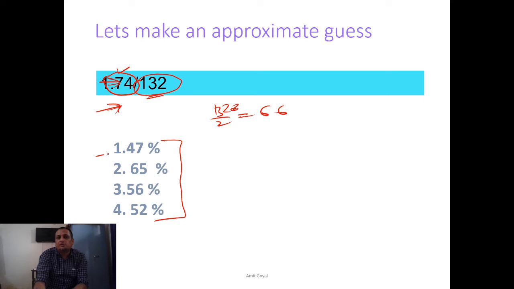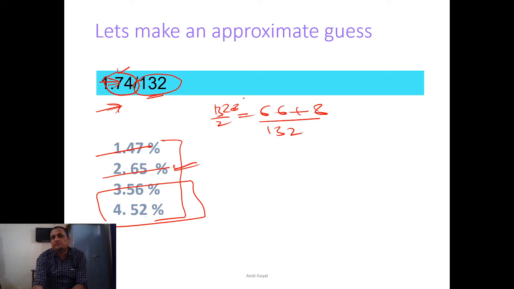So it means this option will cancel out, and this option will also cancel out, because the answer is not so much more that it will cross the 60% limit. Now I am left with two options. Now there is a significant difference. What is the difference between 74 and 66? The difference is of 8.